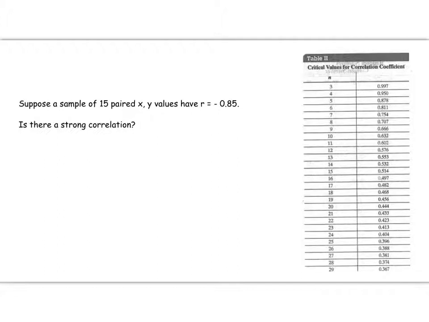All right, so we have a sample size of 15, and we have a critical value. Our R value is negative 0.85, but we need the absolute value of that, and we're going to compare that to 0.514. Even though negative 0.85 is obviously less than 0.514, the absolute value of it is greater, so we would say yes, there is a strong correlation.